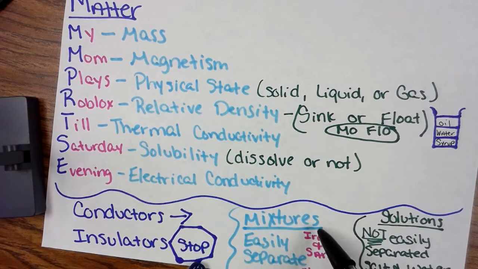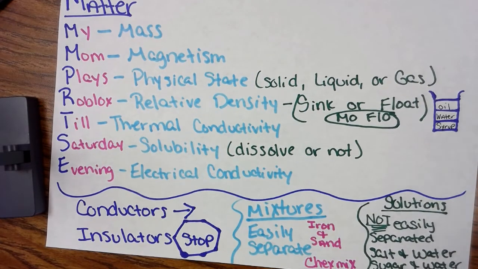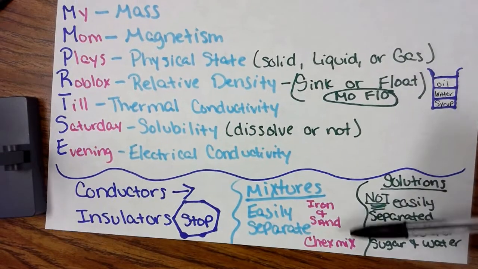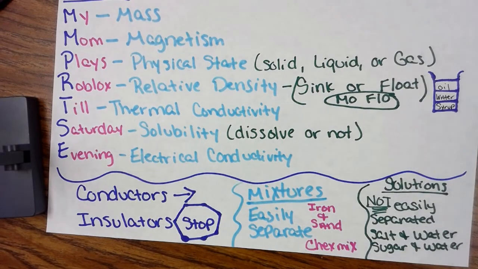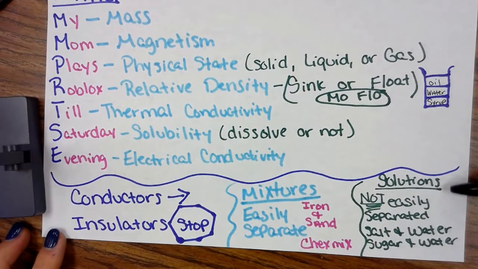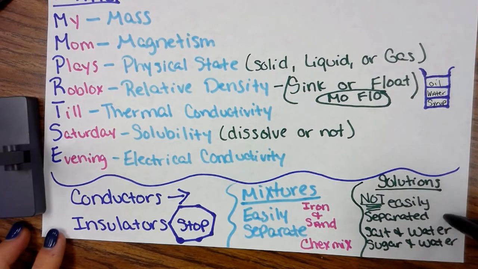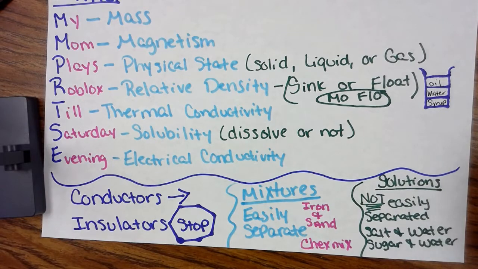All right, mixtures. That's something you can easily separate. Iron and sand, Chex Mix, salads, Fruit Loops, Lucky Charms, okay, all that good stuff. Solutions, not easily separated. Salt and water, sugar and tea, tea and honey, water and honey, okay? Those are all things that are not easily separated.